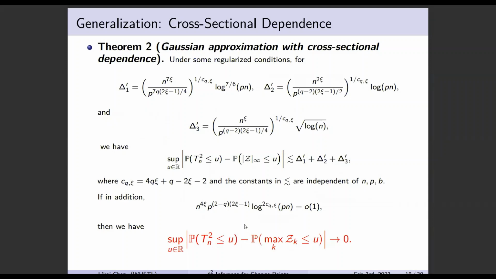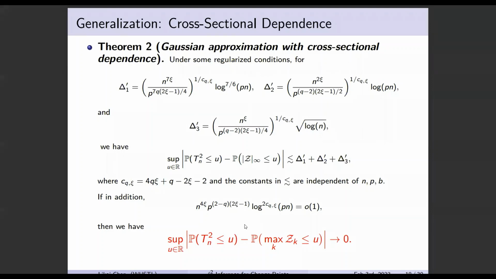So under this dependence setting, we can extend the previous results to the situation when there's cross-sectional dependence. With such cross-sectional dependence, similar as before, we can generate a Gaussian random vector with a similar covariance structure as the original random variable, and the distribution of our test statistic Tn can be approximated by the statistic Zk. So the k here again is the normal distributed random variable, and we take a maximum over k.